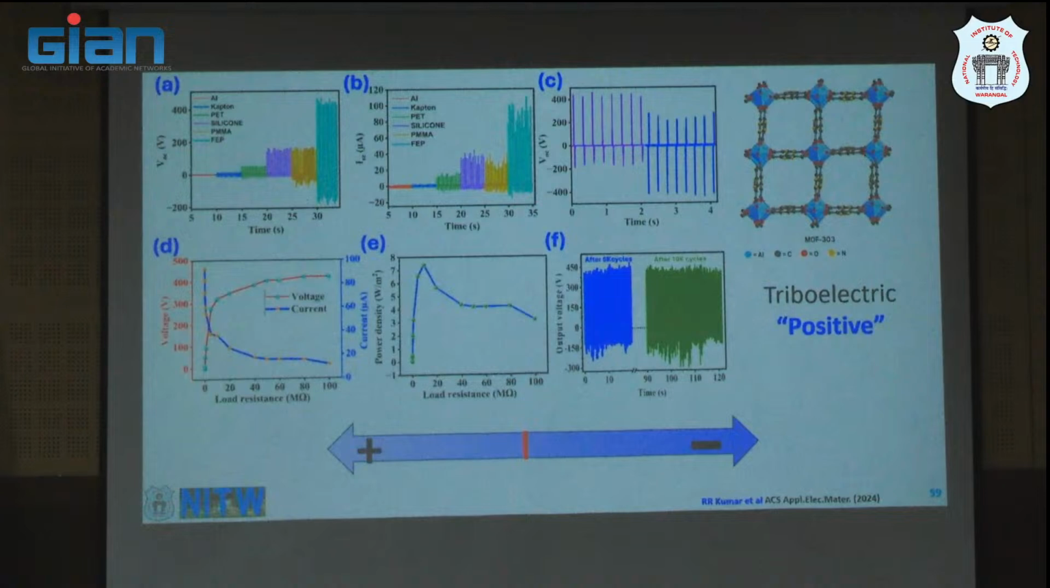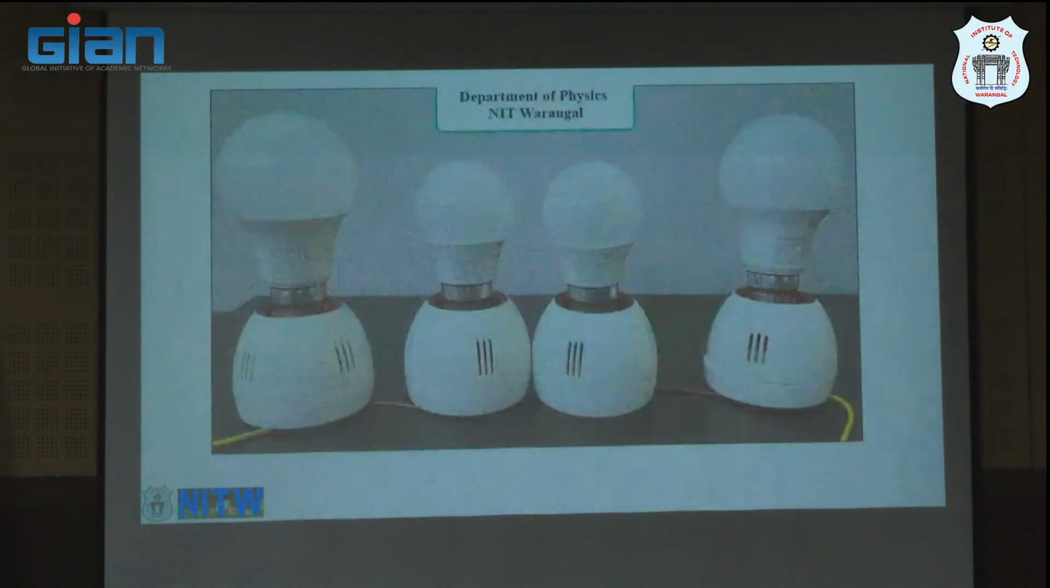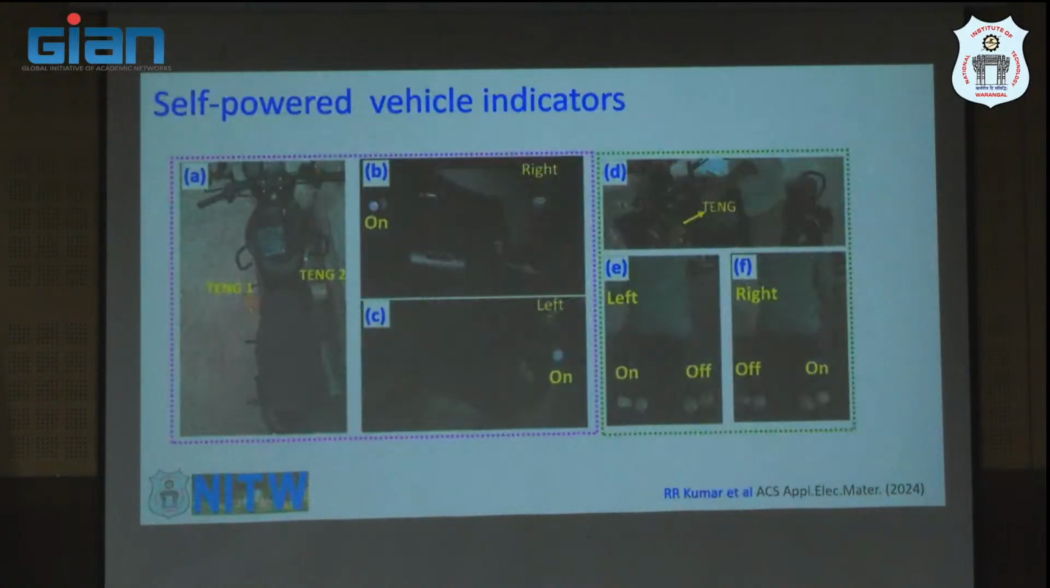We confirmed that this particular metal is a tribo-positive material, because for most materials their triboelectricity is not known; only a standard series of materials is known. Other materials need to be confirmed whether they are tribo-positive or tribo-negative. So with this work we have confirmed that this metal is a tribo-positive material. And we use it for powering 4 LED lamps here.